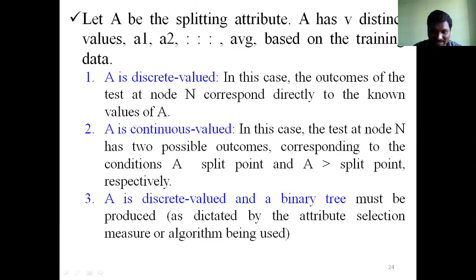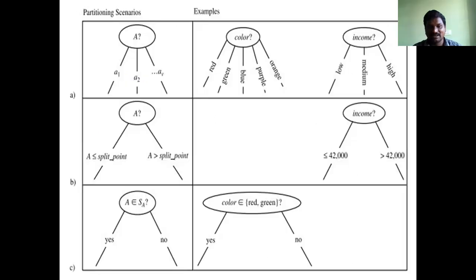Here A is a discrete value and then a binary tree. Binary tree means two branches. A belongs to S of A. For example, color belongs to red or green. You are taking red or green only. If the color is red, yes. If the color is yellow, no. If it is yes or no, then it will produce a split. In this way, you split the attribute in different ways.